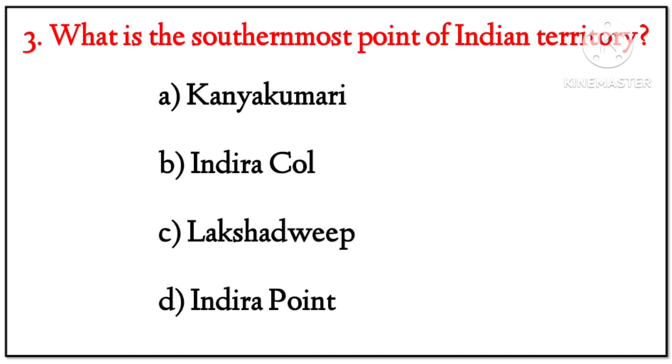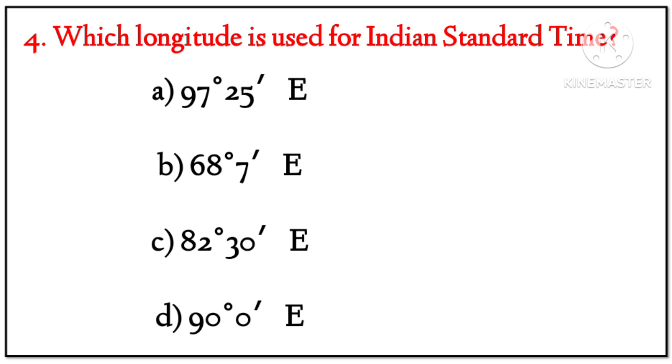Third, what is the southernmost point of the Indian territory? Options: Kanyakumari, Indira Col, Lakshadweep and Indira Point. Our right option is the final one, D, Indira Point. Fourth, which longitude is used for Indian Standard Time, IST? Our options are: 97 degrees 25 minutes east, 68 degrees 7 minutes east, 82 degrees 30 minutes east, 90 degrees east. Our right option is the third one, C, 82 degrees 30 minutes east.